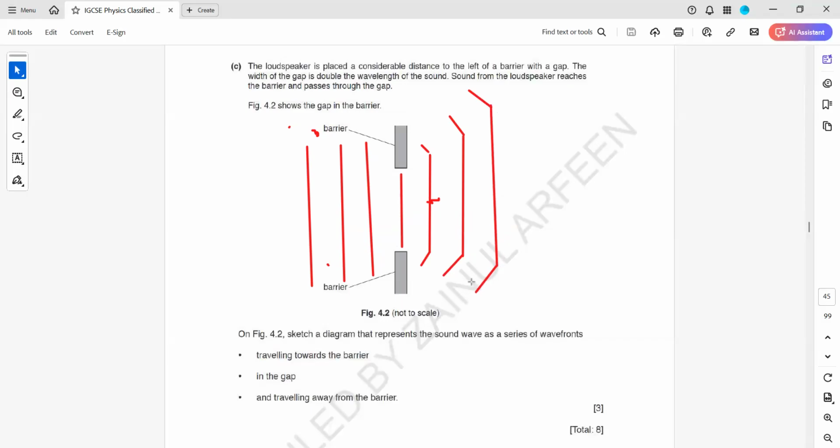In this diagram you don't have to do much. You just have to show that the wavelength will be half of the gap size, and there will be a smaller diffraction, and the wavelength should not change. Make sure that the wavelength at which you drew first is the same after diffraction as well, because the wave does not change its wavelength as it passes through the gap.